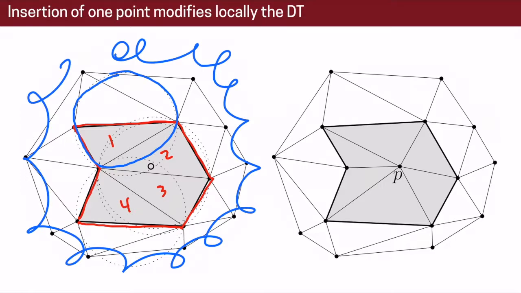And then what the Delaunay triangulation does is that it retriangulates this polygon. So here the gray area that, by the insertion of the point, creates a polygon, and it needs to be retriangulated, and the retriangulation creates here, as you can see on the right, 6 triangles that are all incident to the point P that was just inserted.